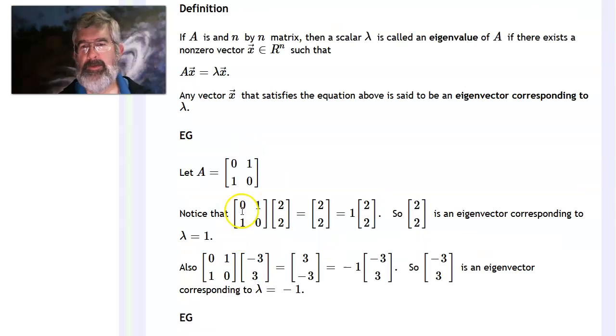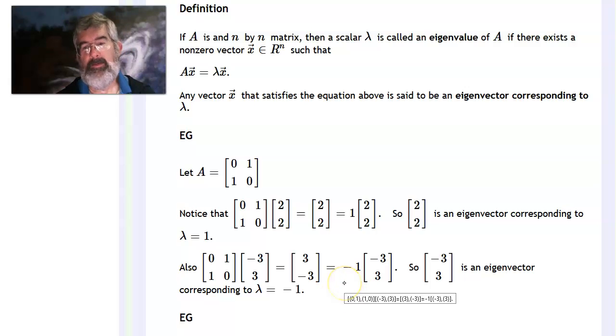But also notice that if I were to look at the vector minus 3, 3, which lies on the line y equals minus x, then I multiply it by this matrix, what I get is 3, minus 3, which is actually equal to minus 1 times minus 3, 3. So this vector, minus 3, 3, gets sent to minus 1 times itself, which means that minus 1 is an eigenvalue for this matrix, and minus 3, 3 is an eigenvector corresponding to that eigenvalue.